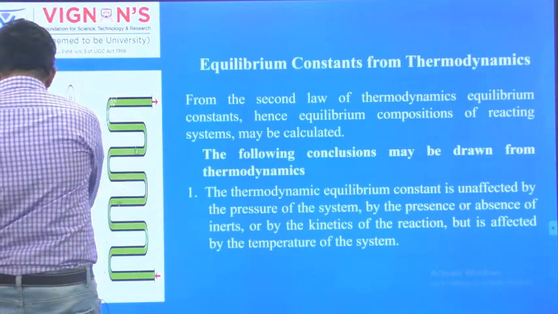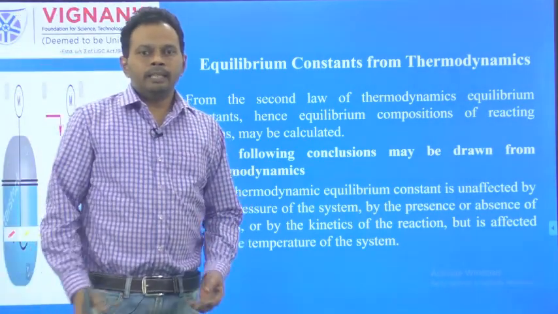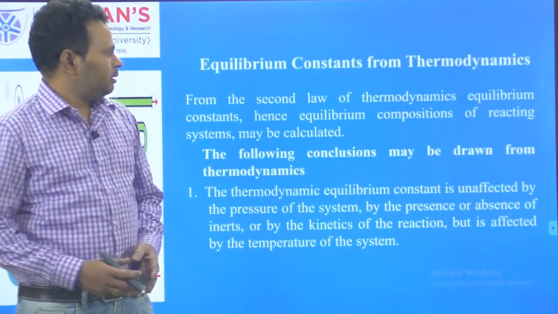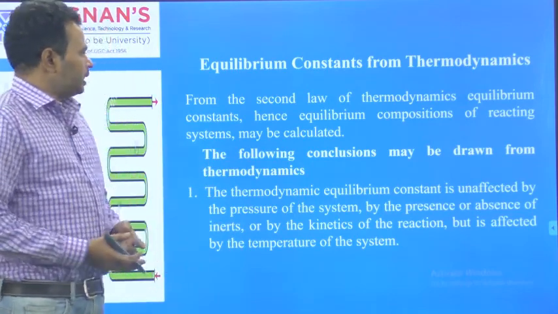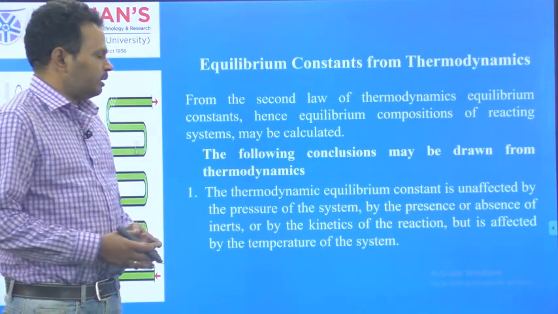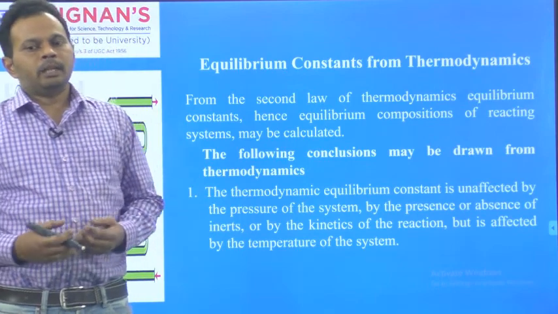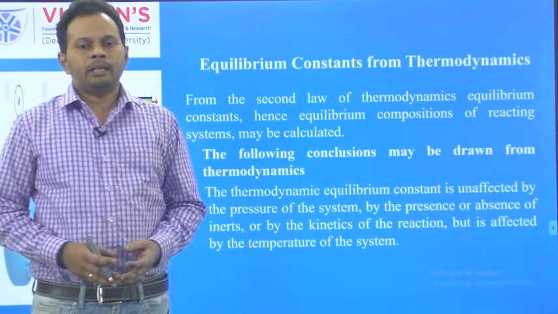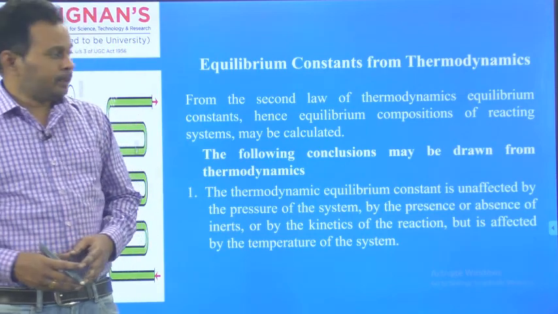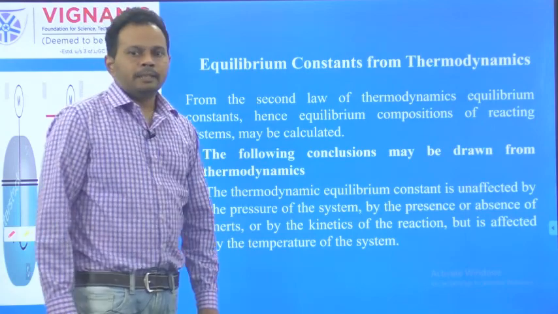Next, the effect of the equilibrium constants on multiple reactions. These are conclusions drawn from thermodynamics. The second law of thermodynamics says that the equilibrium constants or equilibrium compositions of the reacting systems can be calculated. So for reversible multiple reactions, equilibrium compositions or equilibrium constants can be calculated from the thermodynamic principles. These are the conclusions drawn from the principles of thermodynamics.